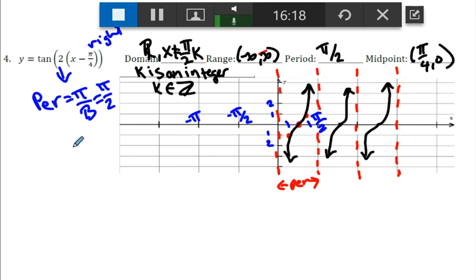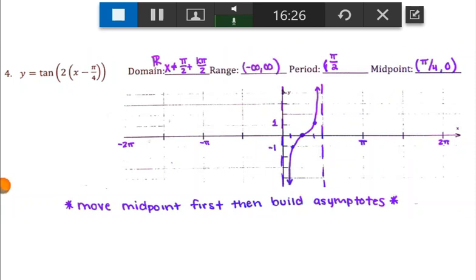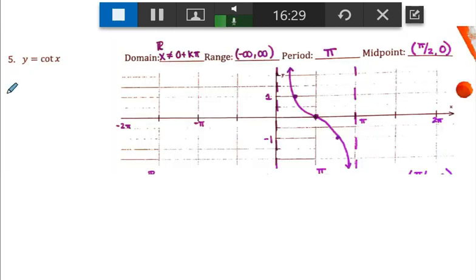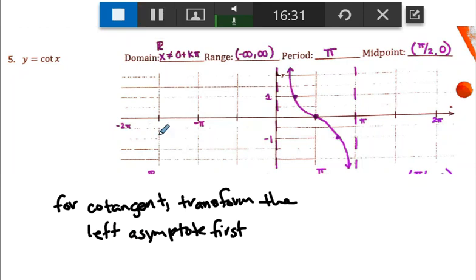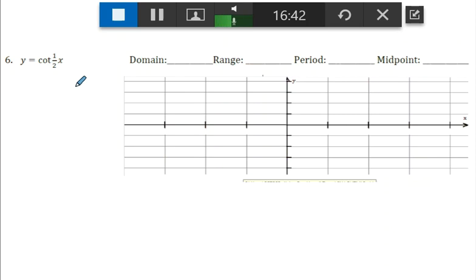Next page is cotangent. Some of you guys already have the cotangent graph up. If you don't have it up, you can get it from your notes, or you can get it from right here. All right, for cotangent, you're going to transform the left asymptote first because the left asymptote is on the 0. Here we go. Cotangent 1/2 x. 1/2 changes what? Yes, that's the period. Good. All right, so 1/2 changes the period.